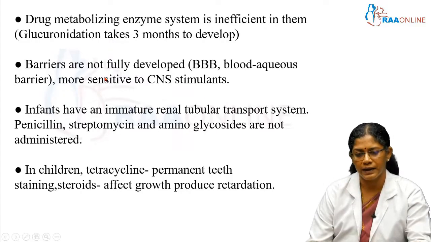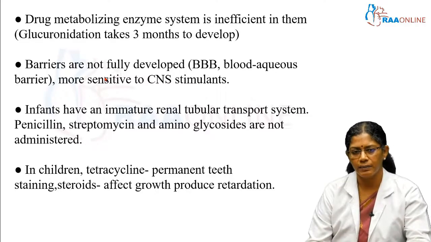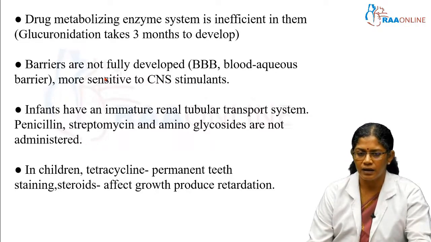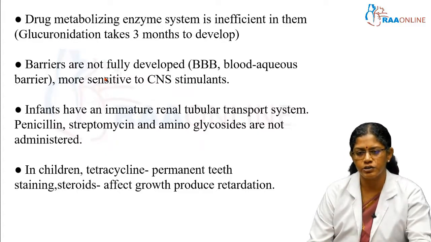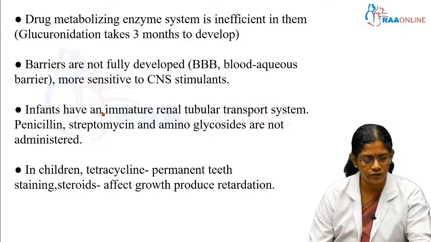The second thing is barriers: the blood-brain barrier, placental barrier and blood-testis barrier. These barriers are not developed properly, so mainly because of that, the CNS will be sensitive to the drugs. The third one is that infants have an immature renal tubular transport system. The drug has to be excreted using glomerular filtration, tubular secretion and tubular reabsorption, but if these don't develop properly, the excretion of the drugs will be affected. These are the reasons why we need dosage modification for children.